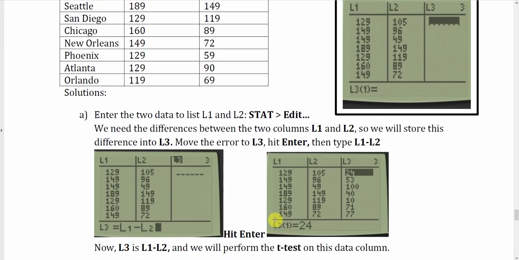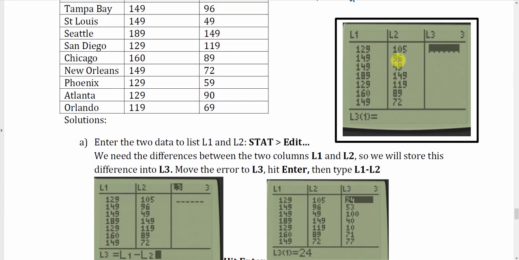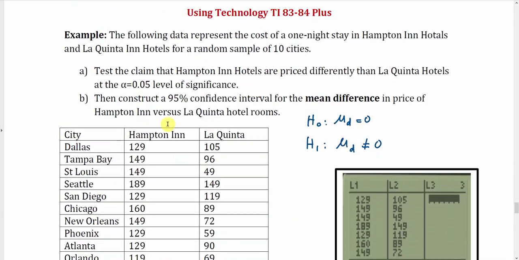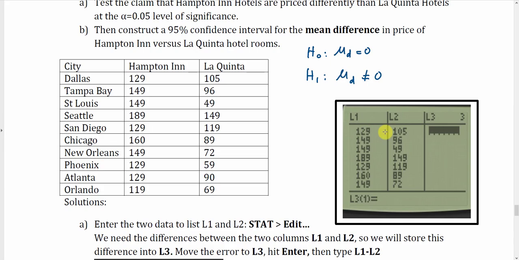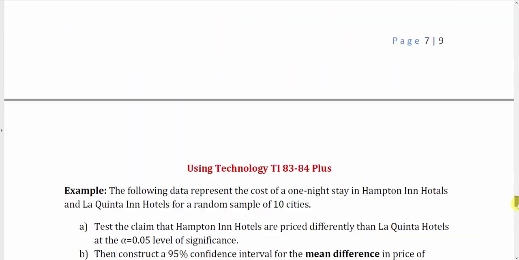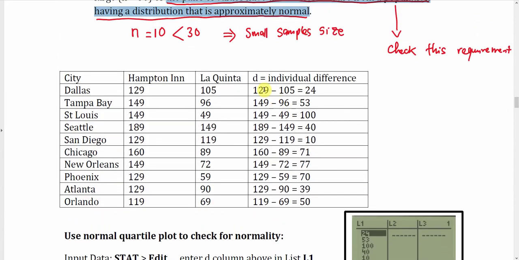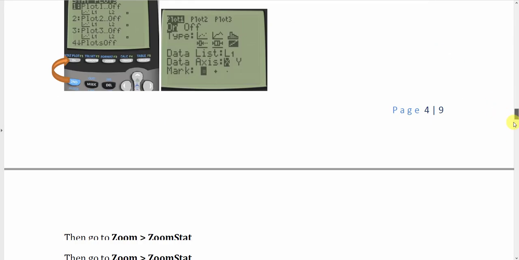Okay. So the reason we enter here is that we can use the column L3 to find the D, which is the differences between the two points. Now before, remember that we did the calculation by hand. We subtract 129, subtract 105. We did all of them by hand. But if you have a large set of data, it's very time consuming to do this by hand.